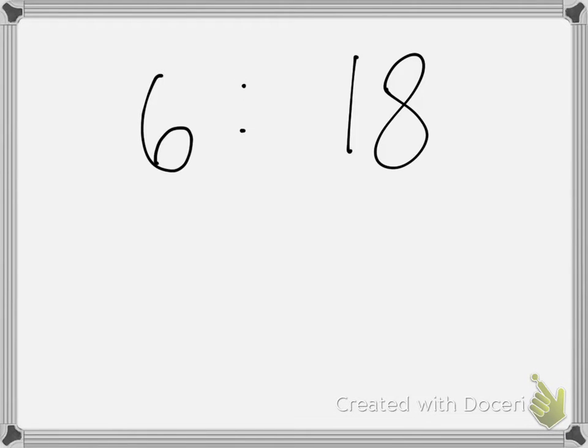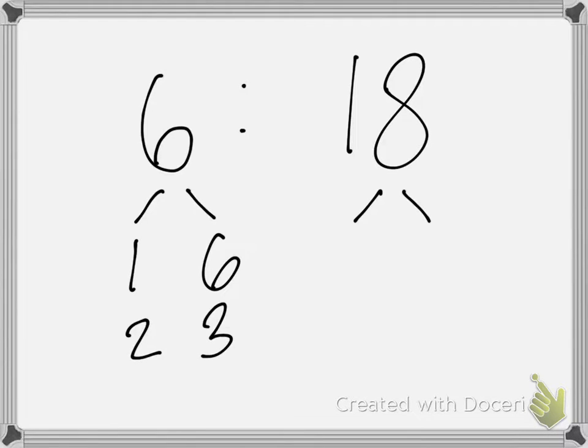What if our number was this? 6 to 18. Let's look at the factors. First, let's look at the factors of 6. Give me one pair, Elsie. 1 and 6. Easy. Give me another pair, Romario. 2 and 3. Give me the first pair of factors for 18.